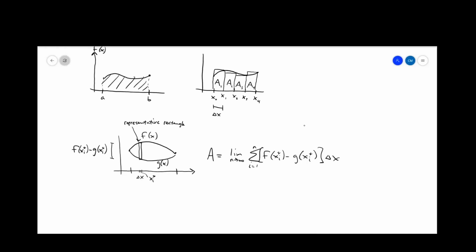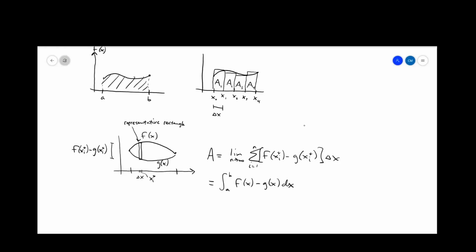And so that gives us the area of a particular rectangle, the f of x minus g of x multiplied by delta x gets us the area of the rectangle. Summing them up gets you an approximation. Taking the limit as n goes to infinity gets you the exact value. And so this is looking an awful lot like the definition of the definite integral. And so we can just define this to be the formula to find the area between two curves. Okay, so there it is. That's how you do it. Find the area between two curves.